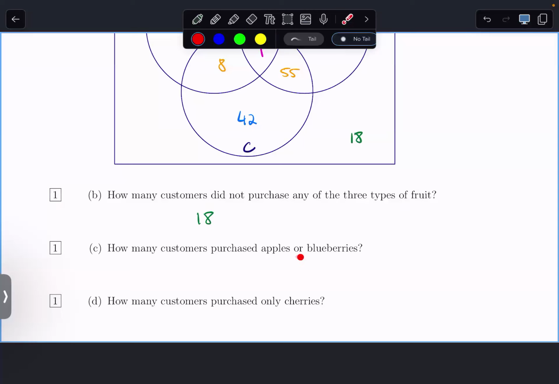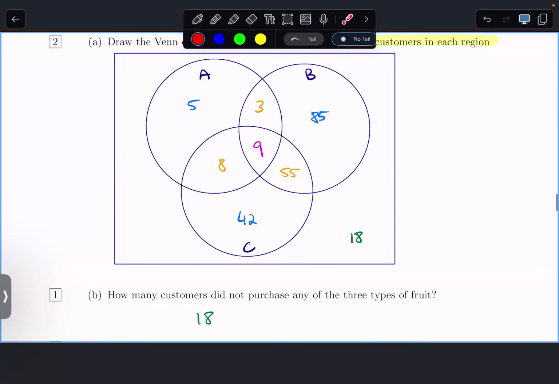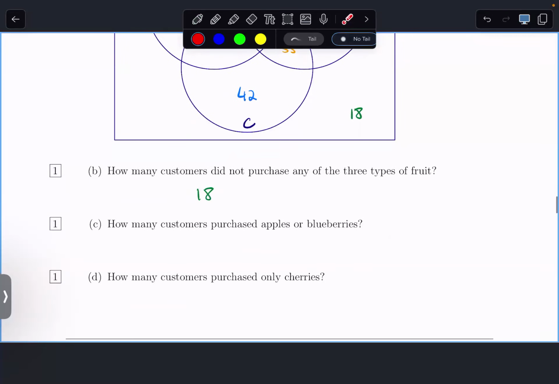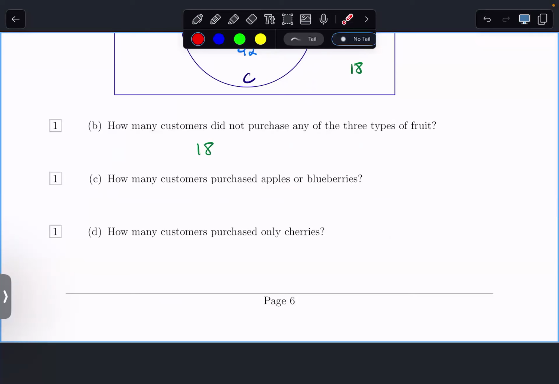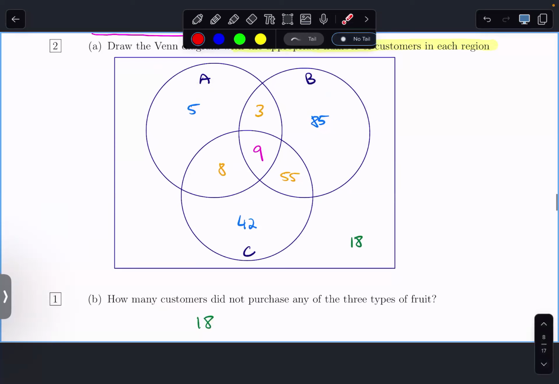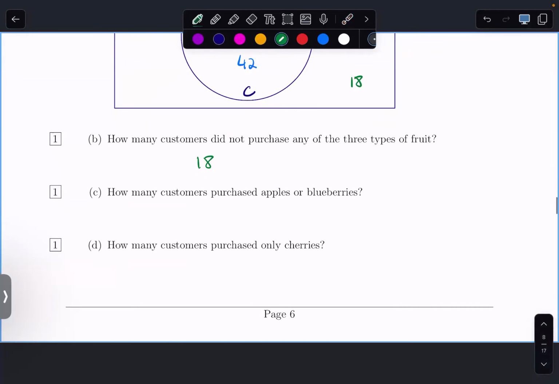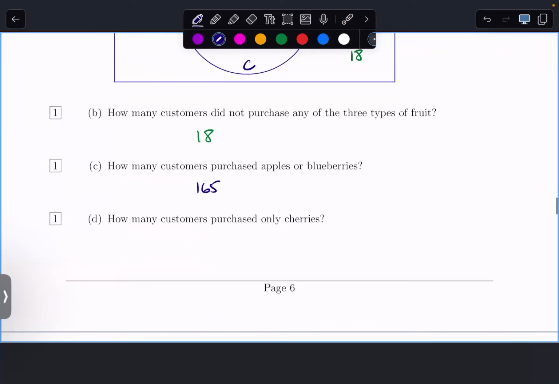How many customers purchased apples or blueberries? Still B, I guess. But I was worried I had made a typo. Apples or blueberries. So they're allowed to be in the apple area or the blueberry area. I get 165 in my math, which is from 5 plus 3 plus 85 plus 8 plus 9 plus 55.